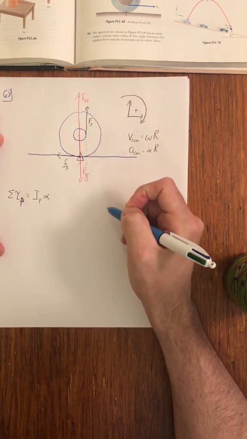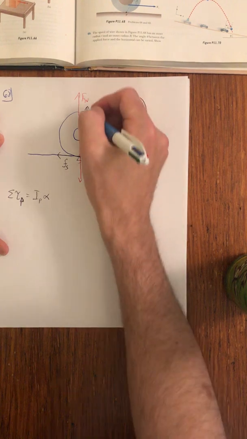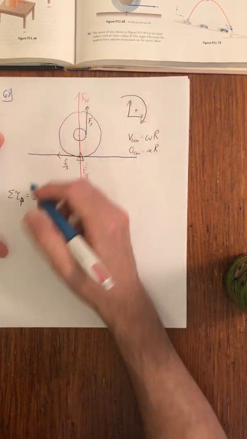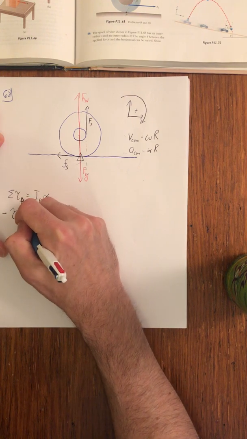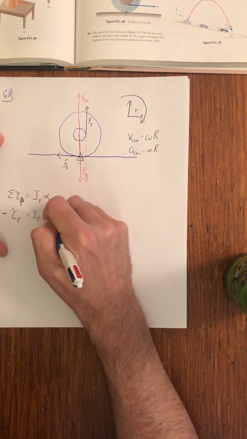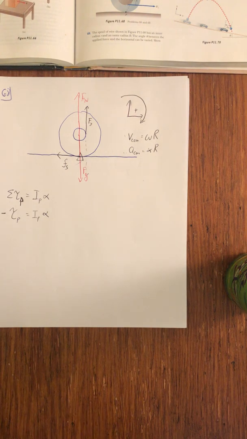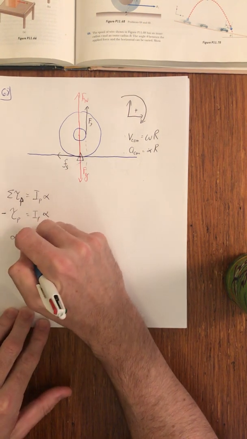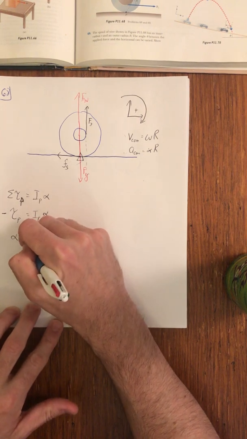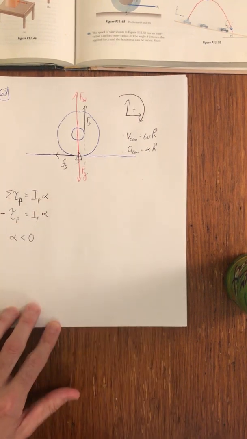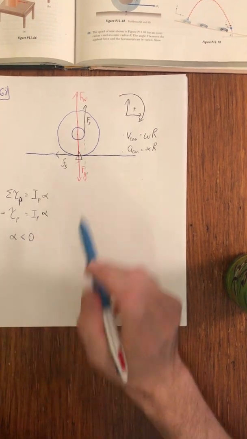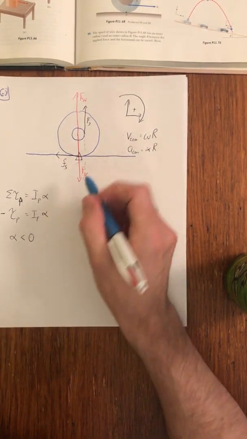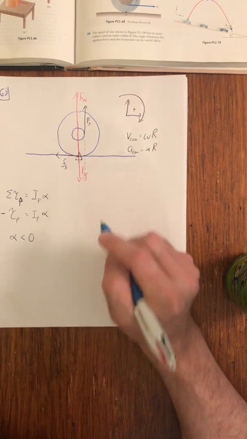And does that cause a clockwise or counterclockwise torque? If we look at that, that would cause a counterclockwise torque. So I get a negative tau P equals IP alpha. And right there, that actually solves the problem, because I know that alpha is going to be negative, right? It's got to be negative. I don't care what the value of IP is. And that means that this object is going to begin rotating counterclockwise.